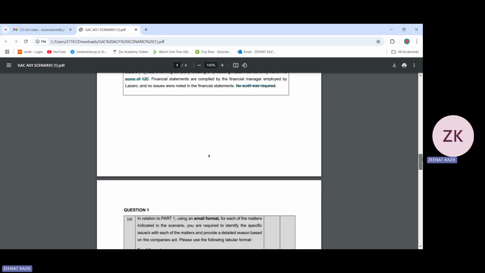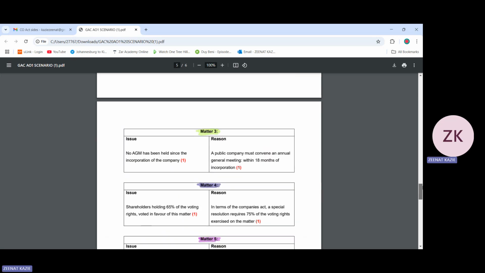So if we go to matter 4 solution, you'll see the issue is that shareholders holding 65% of the voting rights voted in favor of this matter. And what does the Companies Act say? The Companies Act says a special resolution requires 75% of voting rights to be exercised.